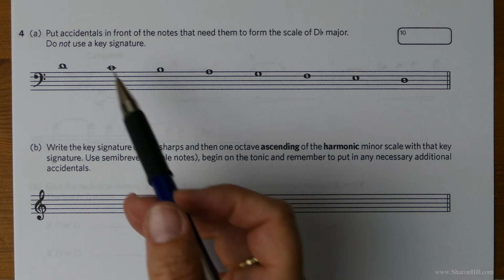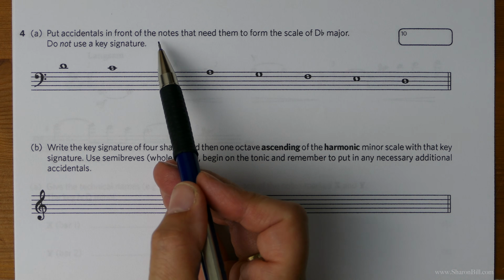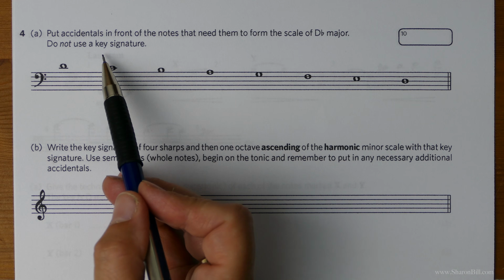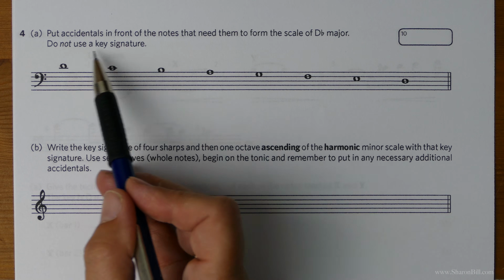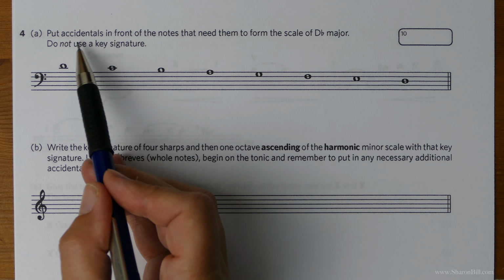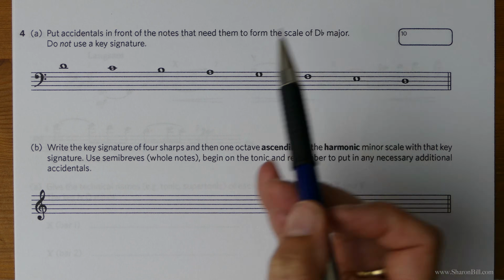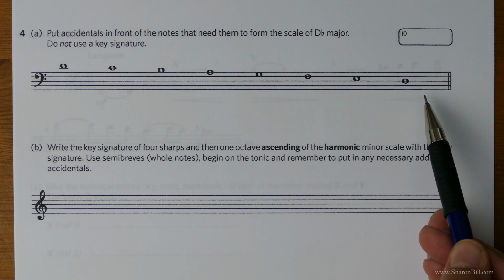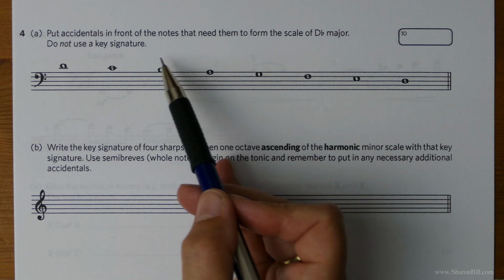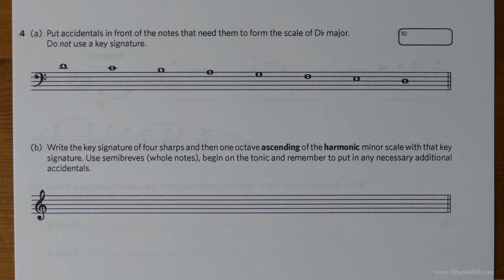It asks us to put accidentals in front of the note. So we're not using a key signature, but we do need to bear in mind what the key signature would be and apply them as accidentals. And we need to form the scale of D flat major. So they've given us the notes descending, we just need to now put in what necessary flats there are.